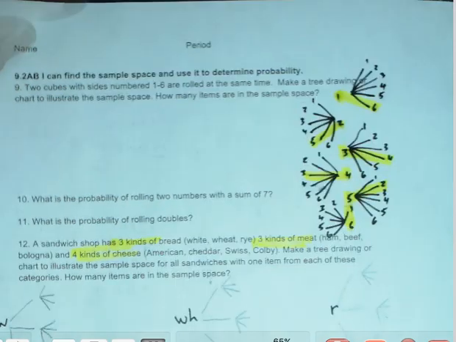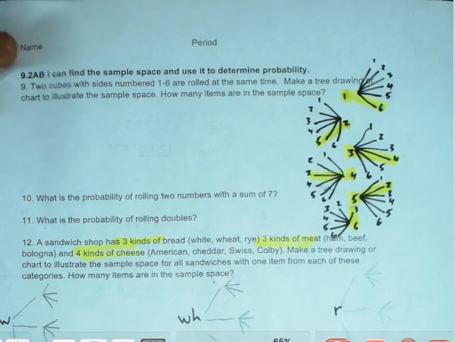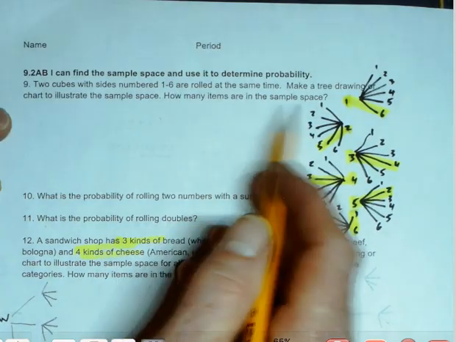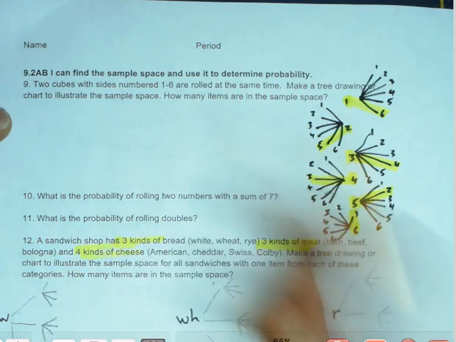This is where I did some of the work for you ahead of time. 9.2ab, I can find the sample space and use it to determine probability. Two cubes, sides numbered 1 through 6, are rolled at the same time. Make a tree diagram to illustrate the sample space. How many items in the sample space?